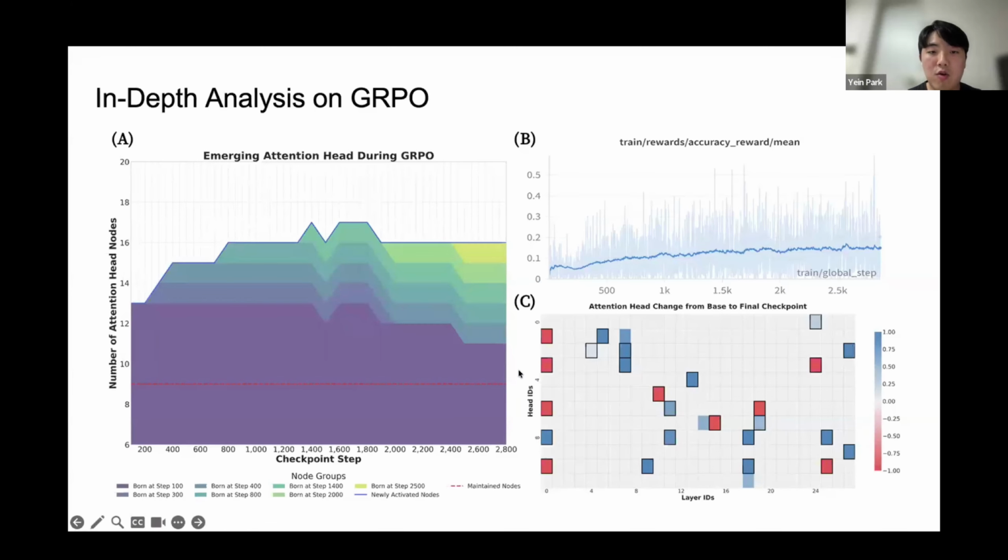And this is a similar cohort plot, and the right one follows the trend of the accuracy reward. The cohorts emerge, and some heads also disappear, like heads born at checkpoint step 300 that decrease and disappear when it reaches checkpoint 2000. And when we map these heads in the heat map, they spread throughout all the layers and head indexes.